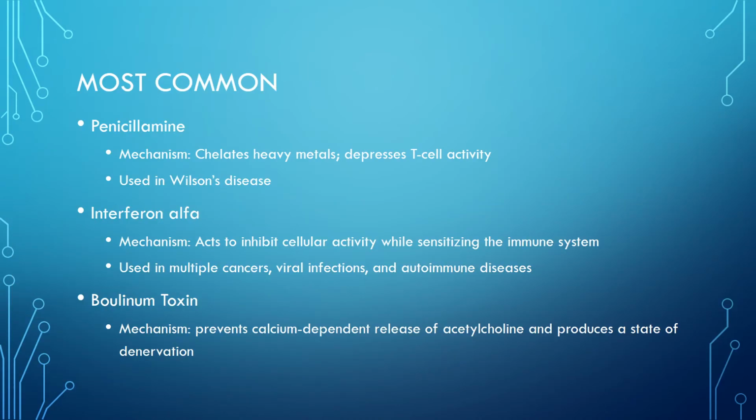So here are some of the most common drugs associated with an exacerbation of myasthenia gravis. Penicillamine. This is an older drug. It's used in something called Wilson's disease. In Wilson's disease, there's an excess of copper in the body, and the body can't actually get rid of it. So what we do is we give penicillamine, and it chelates the copper.